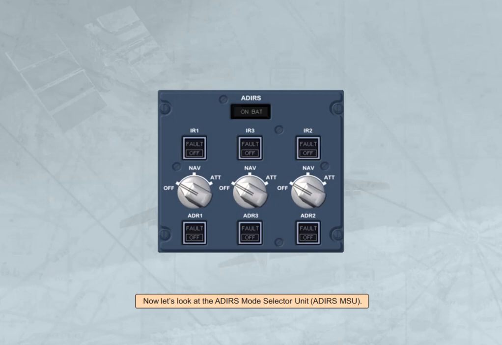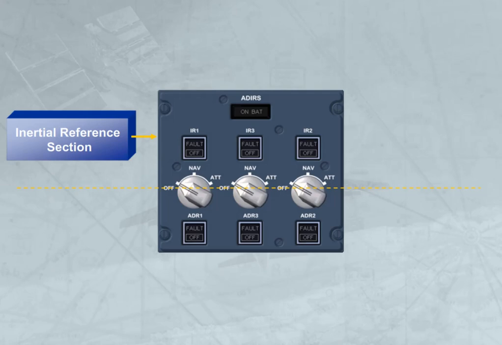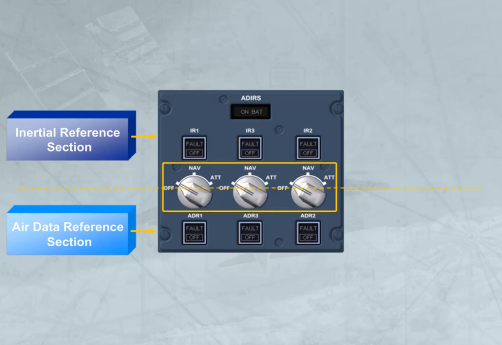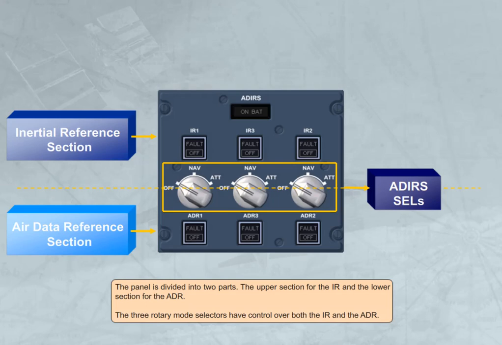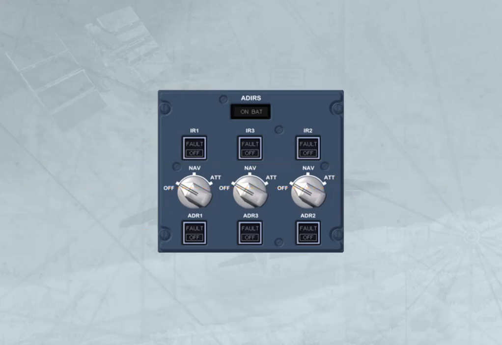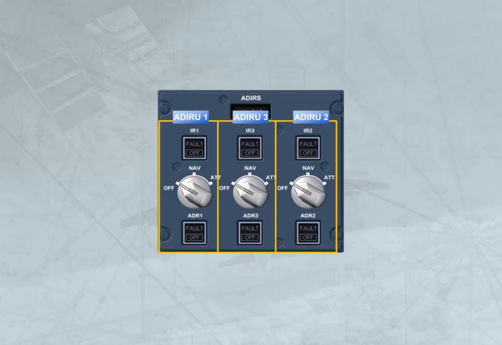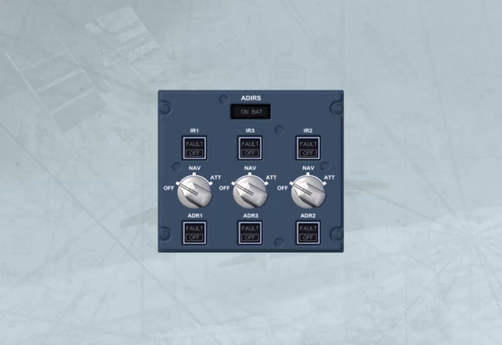Now, let's look at the ADIRS mode selector unit, ADIRS MSU. The panel is divided into two parts, the upper section for the IR and the lower section for the ADR. The three rotary mode selectors have control over both the IR and the ADR. The controls and indicators for the individual ADIRUs are grouped and arranged in the following order: 1, 3, and 2. Each ADIRU has an associated rotary mode selector.